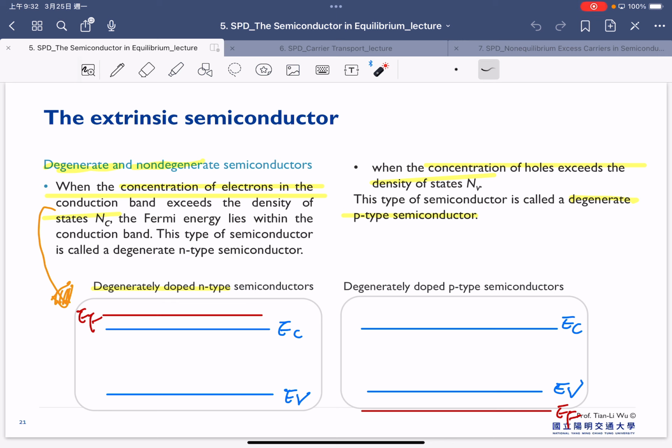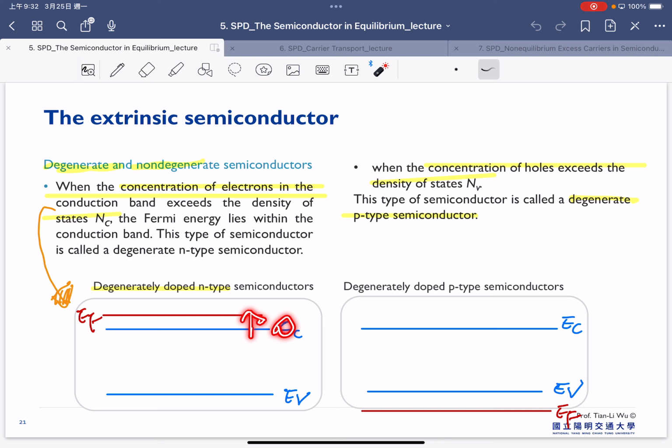Good morning, everyone. Last week we started to discuss extrinsic semiconductors. There's a case that we call degenerate and non-degenerate semiconductors. When the concentration of electrons in the conduction band exceeds the density of states, NC, just like the band diagram showing here, with the conduction band and valence band, if our concentration of electrons exceeds the density of states NC, that means our Fermi energy will be above EC.